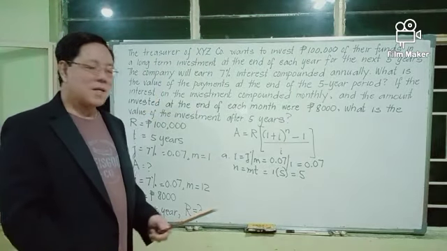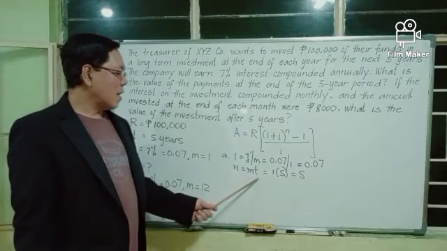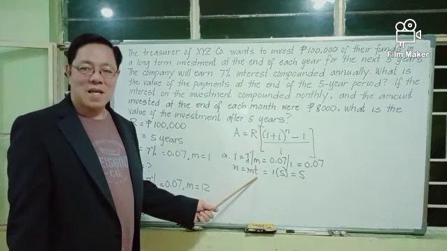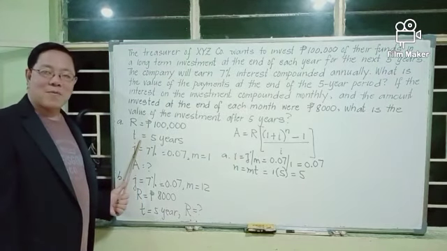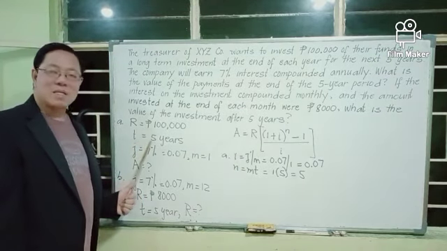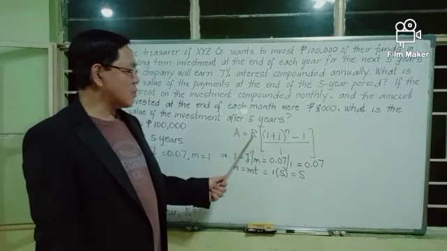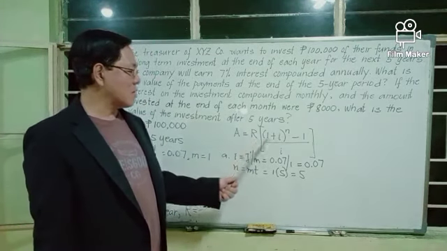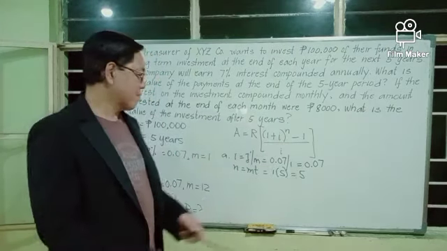For letter A, the interest rate is compounded annually, M is 1. And the regular payments are made at the end of each year for 5 years. The length of time for the investment is 5 years. 1 multiplied by 5 is 5. Now we substitute R, 100,000 pesos. I is 0.07. N is 5.